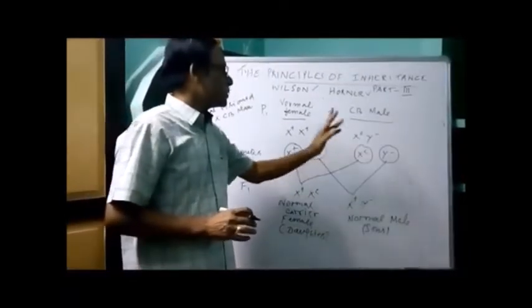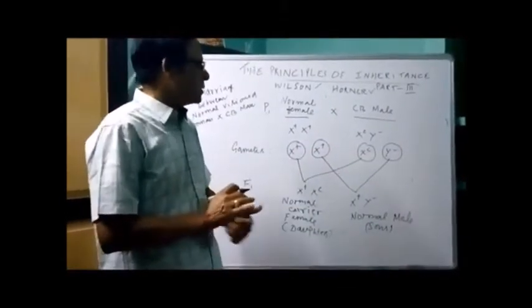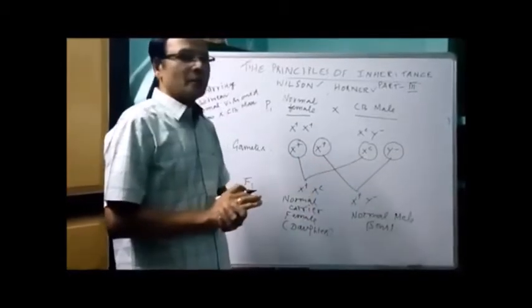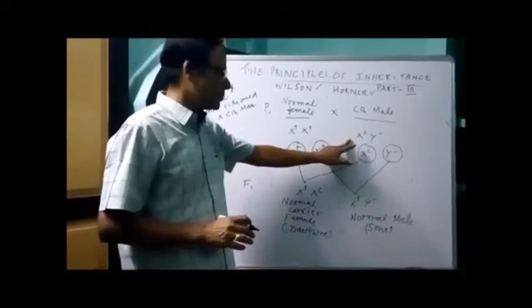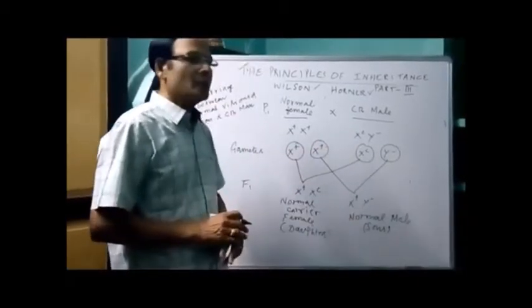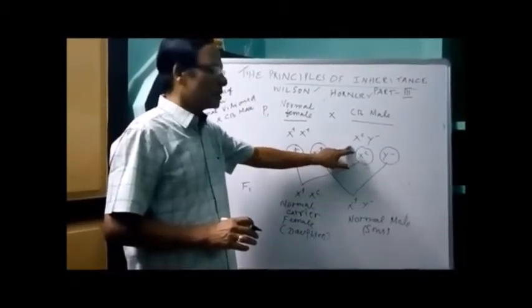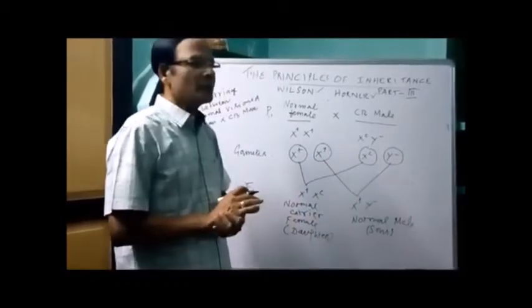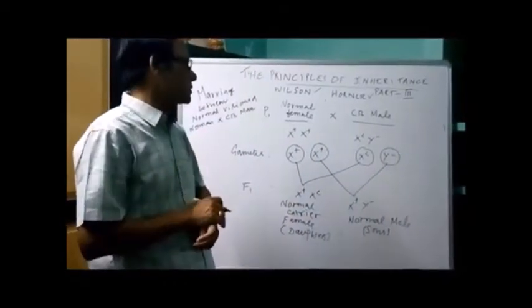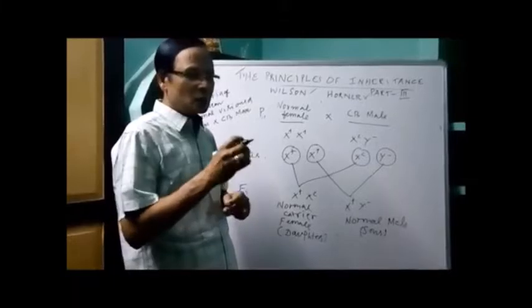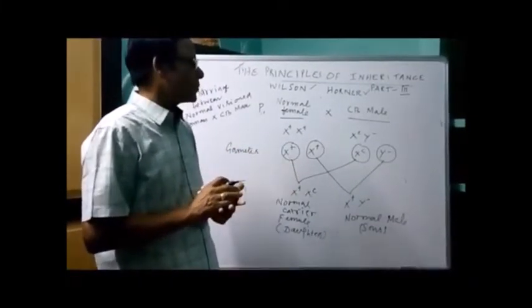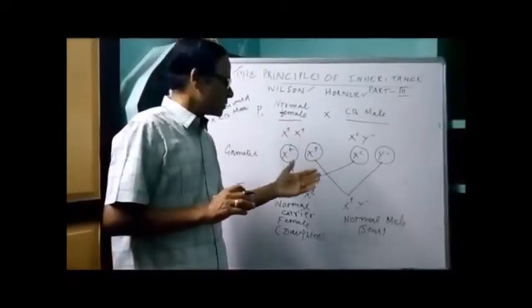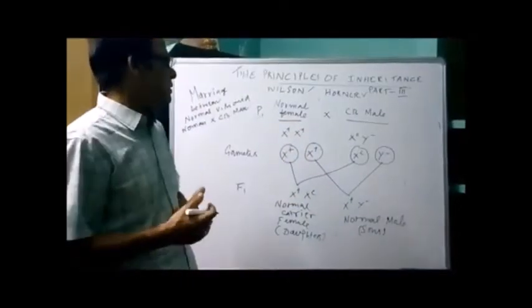So when father is normal, the son would be colorblind. In another case, I am telling the example. Here father is colorblind, son is normal. If father is normal, definitely the son would be colorblind. This is for your remembrance. You just remember that one, just orally. So father colorblind, son normal. Father normal, son will be colorblind. We'll see the next example.